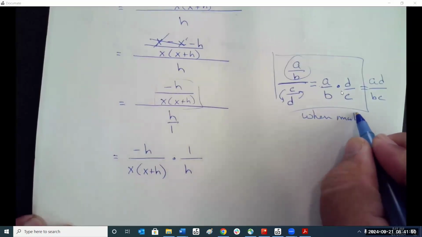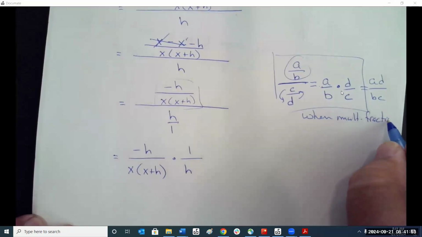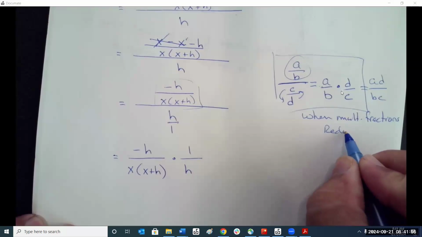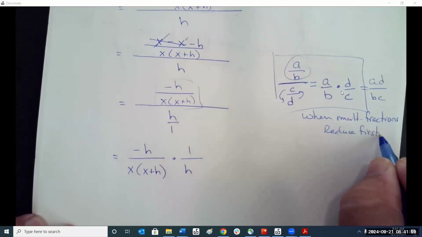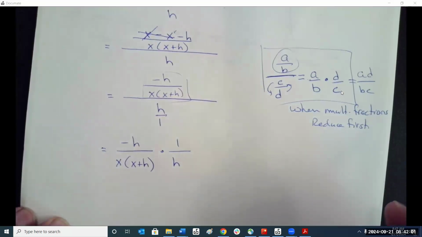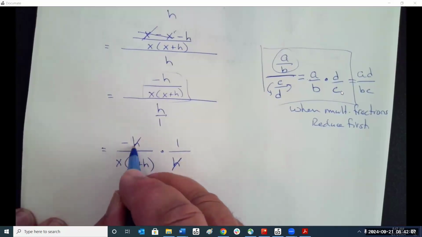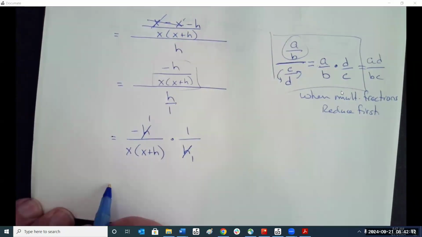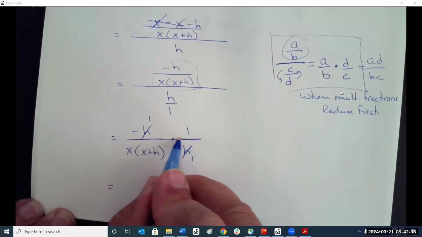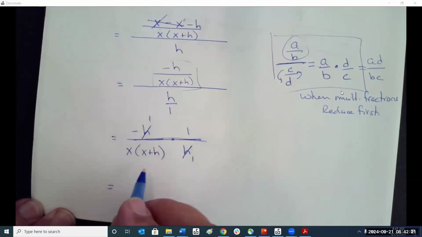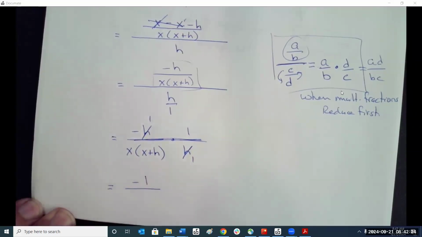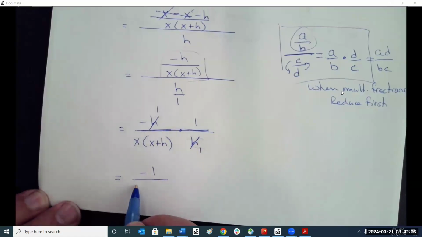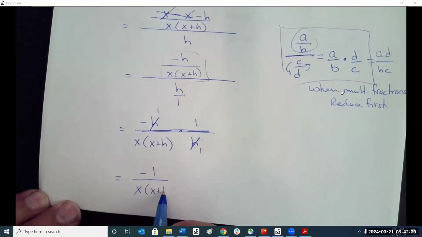When multiplying fractions, reduce first. So can anything on the bottom cancel with anything on top? The h. H goes in h once, h goes in h once. So what we have now is negative 1 times 1 is negative 1 on top. This is a 1, so it's x plus h.